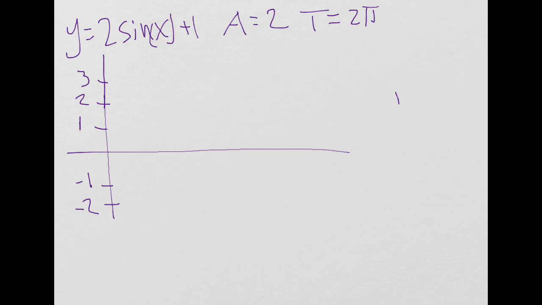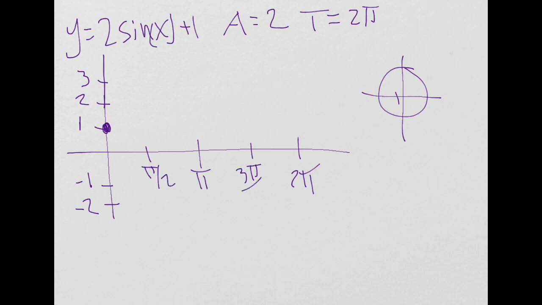Sine normally, again, unit circle. Sine normally starts at 0, but we're going to get 0 plus 1. Boom. So we're starting right there. Next point. Oh, my goodness, I didn't split our axes up. My bad. 2 pi, pi, pi over 2, 3 pi over 2.